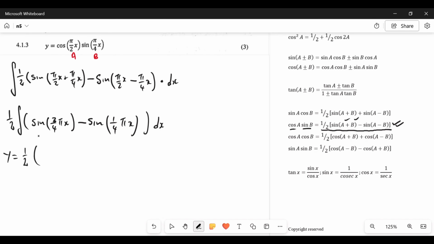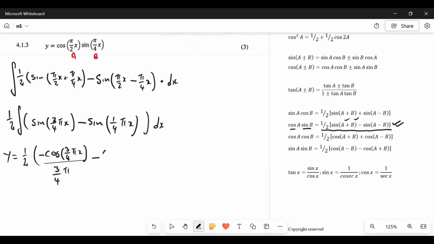Now remember, when you integrate the trigonometric ratio, you divide by the coefficient. So let's do it. First of all, we know that the integral of sine is going to be negative cos. So we must include this here, 3 over 4 pi x. But then we need to divide by the coefficient of x there, which is 3 over 4 pi, minus. Now, what is the integral of sine?